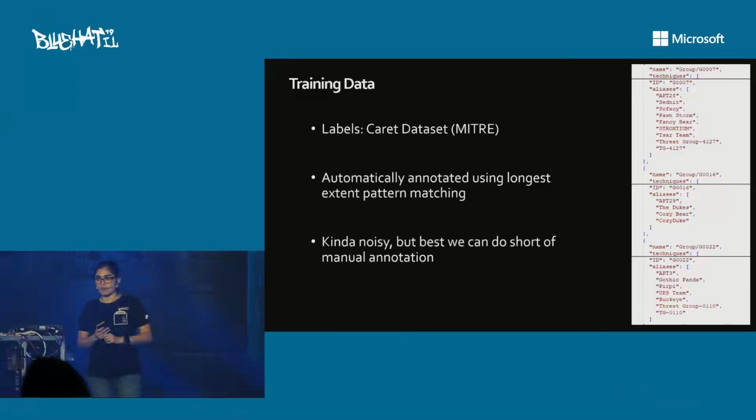The thing to note about MITRE is that it's out of date and not under active maintenance. So there are a lot of actors that have come up in recent times that are present in our data set, but which are not present in the MITRE data set. So they got tagged incorrectly, which makes our training data very noisy. But since that is the best we can do short of manual annotation, that's what we went with. We'll keep this in mind when we do our evaluations for models.